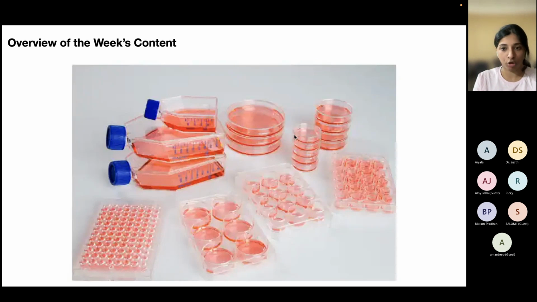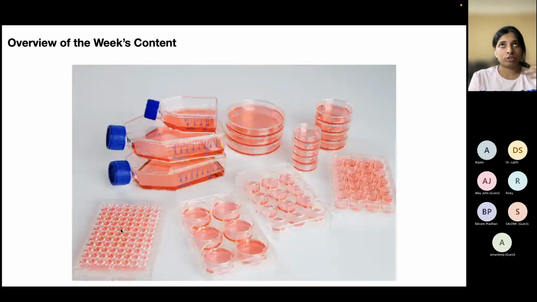The 100 dishes and smaller dishes are also available, and these are plates. Based on the number of wells, these plates are classified. This has 6 wells, so it's called a 6 well plate. This has 12 wells, so 12 well plate, 24 well plate, and this will have 96 wells. So this is known as a 96 well plate.